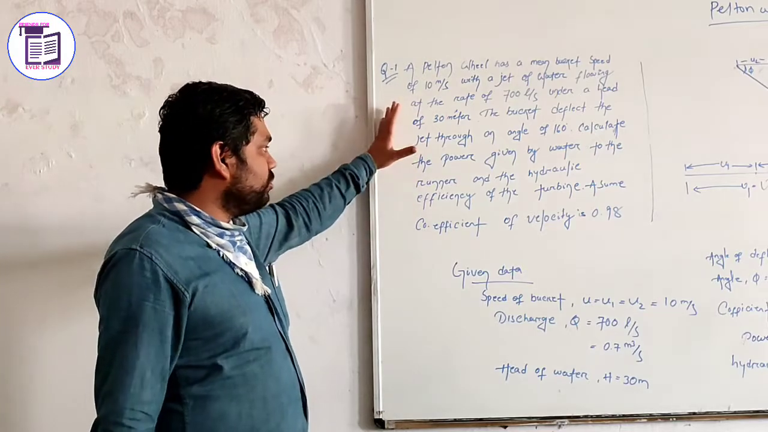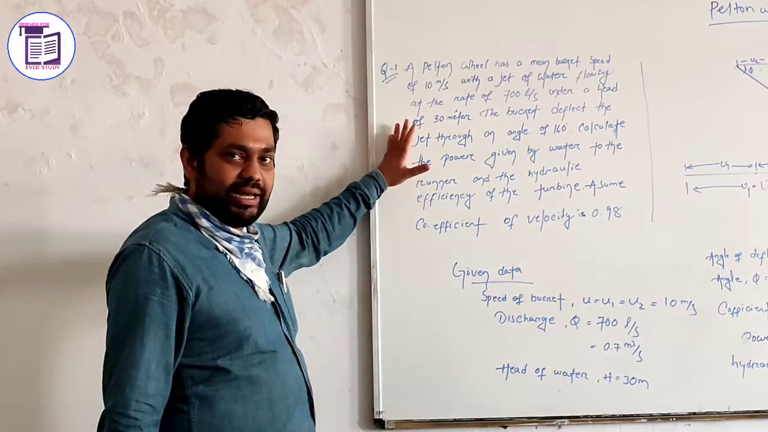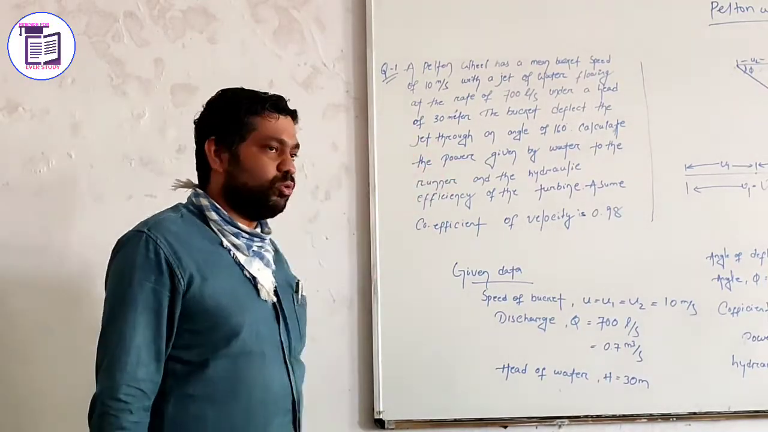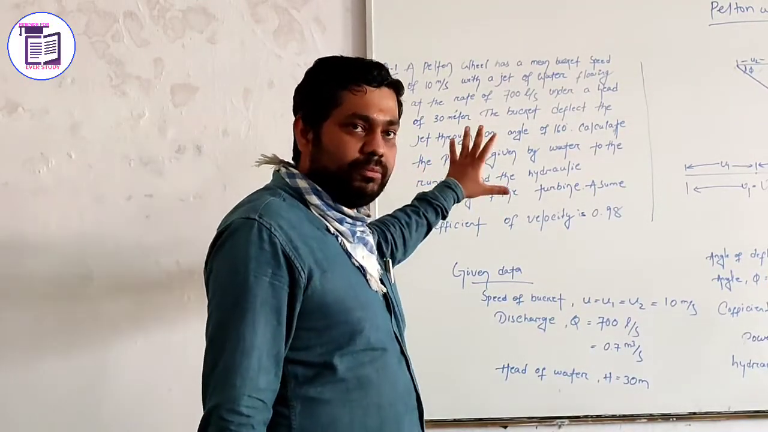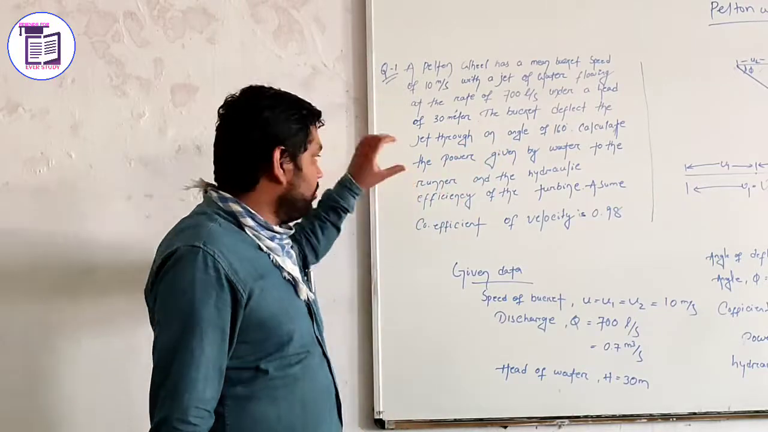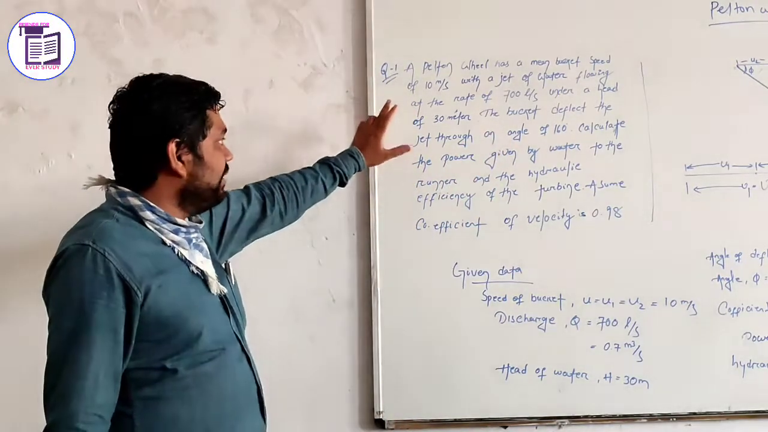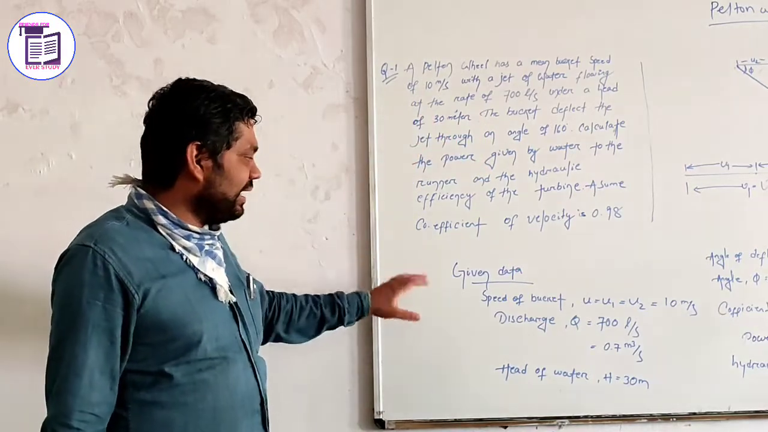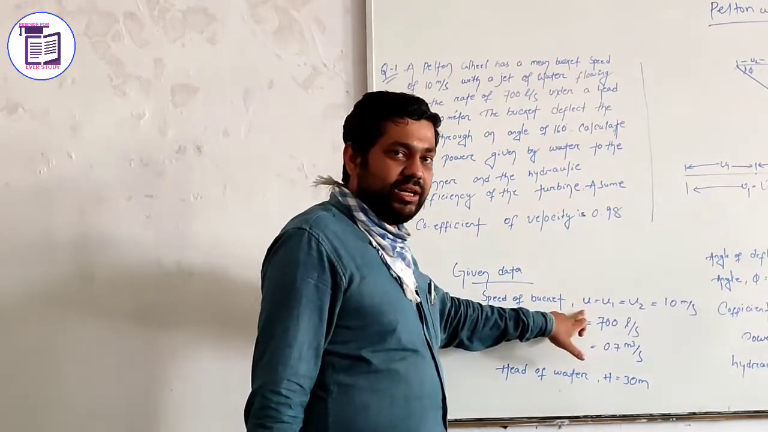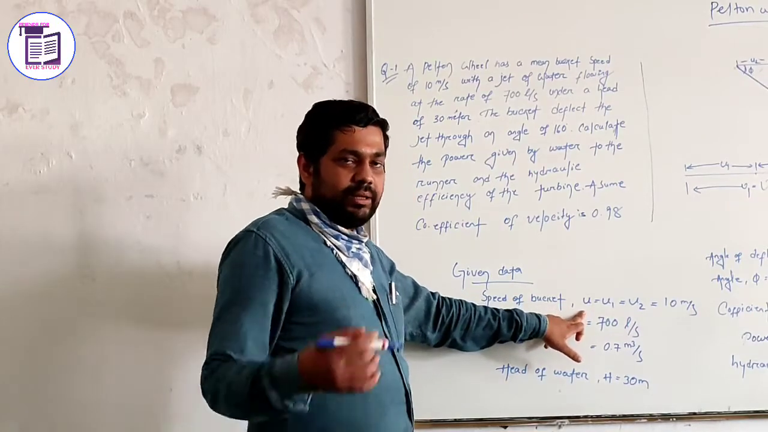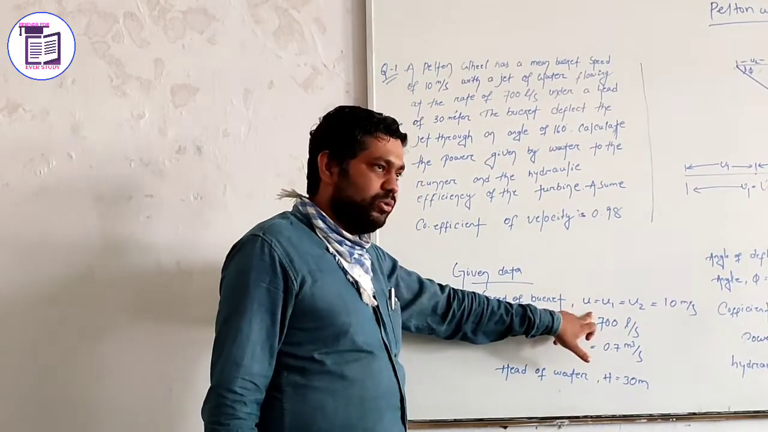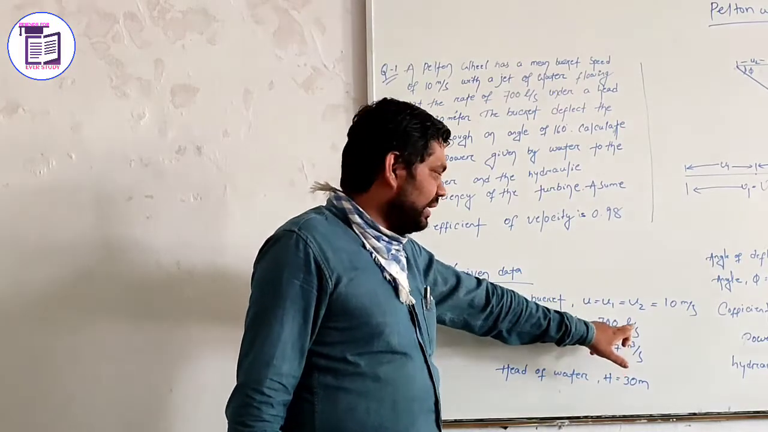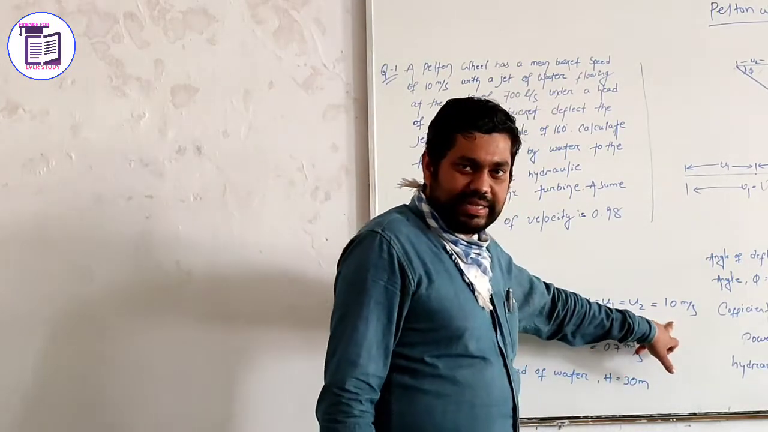So going through this question, first of all, what are the given data? If you do not recognize the data, then you will be studying two or more times for a question. So first of all, look at the given data. A Pelton wheel has a mean bucket speed of 10 meter per second. The speed of bucket, that is the velocity of bucket, is represented by u, and this is a Pelton wheel, so u is equal to u1 equal to u2. That is given as 10 meter per second.